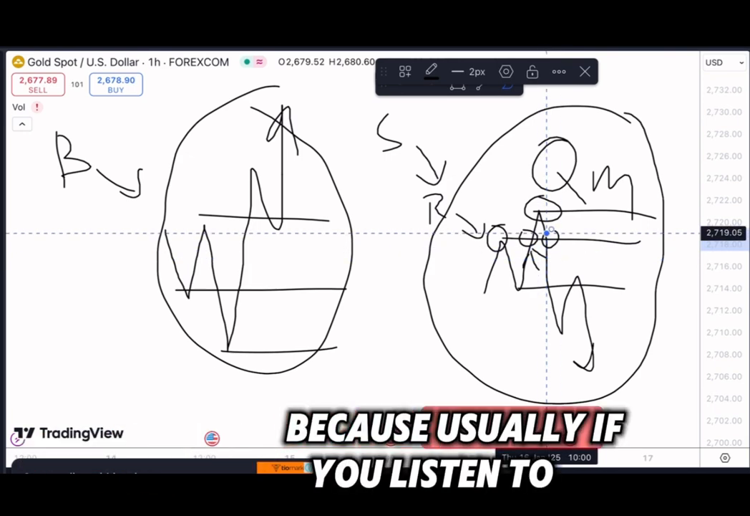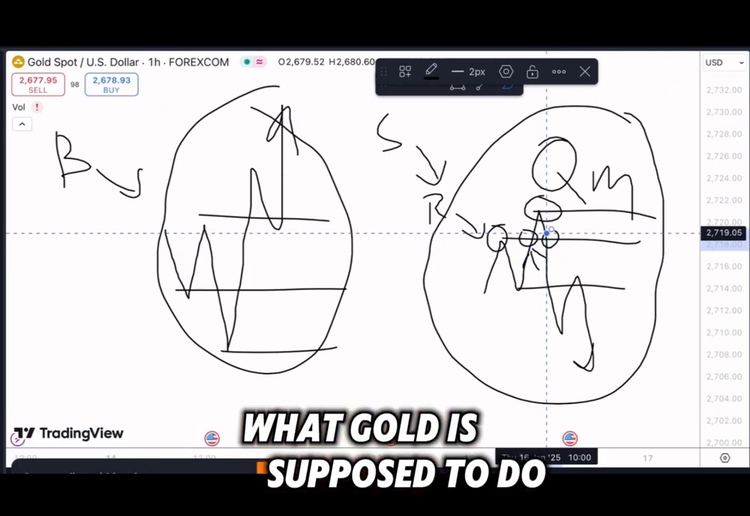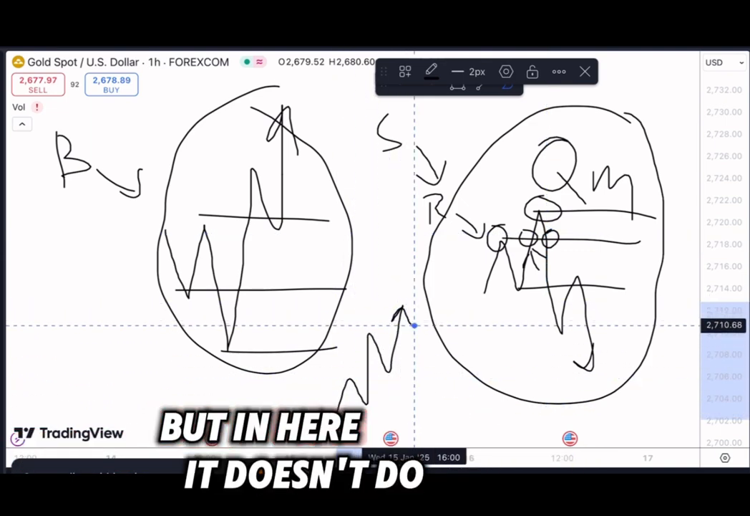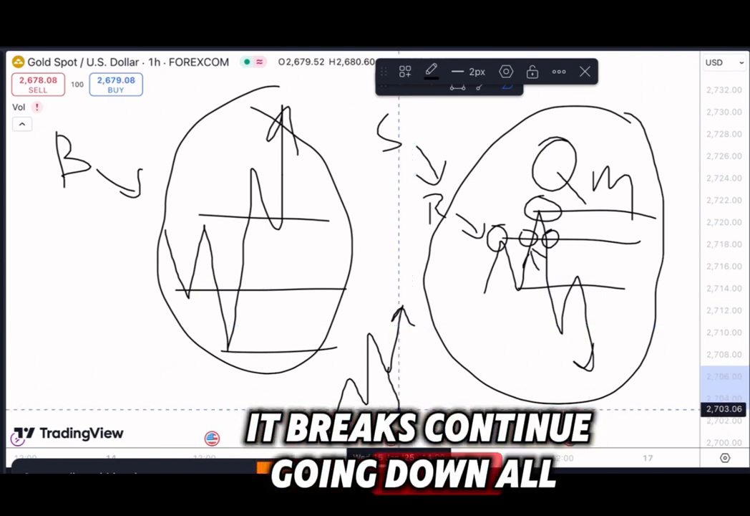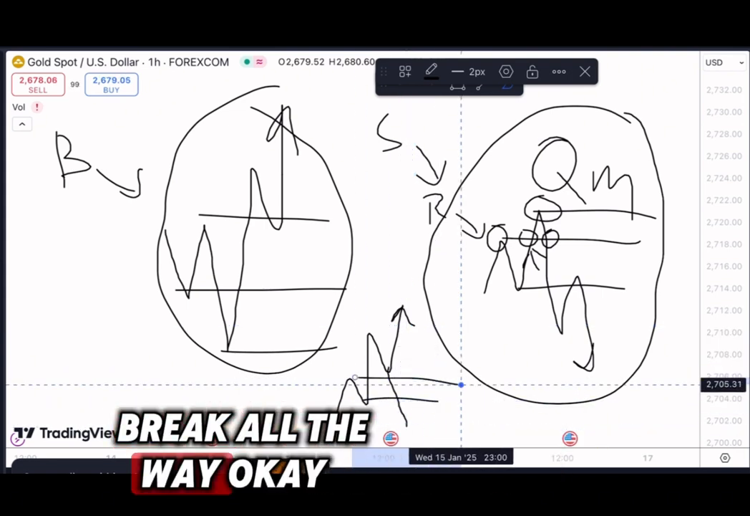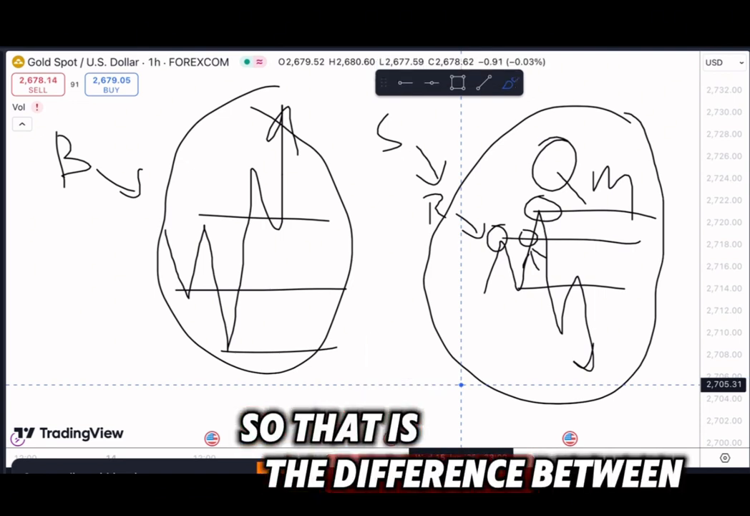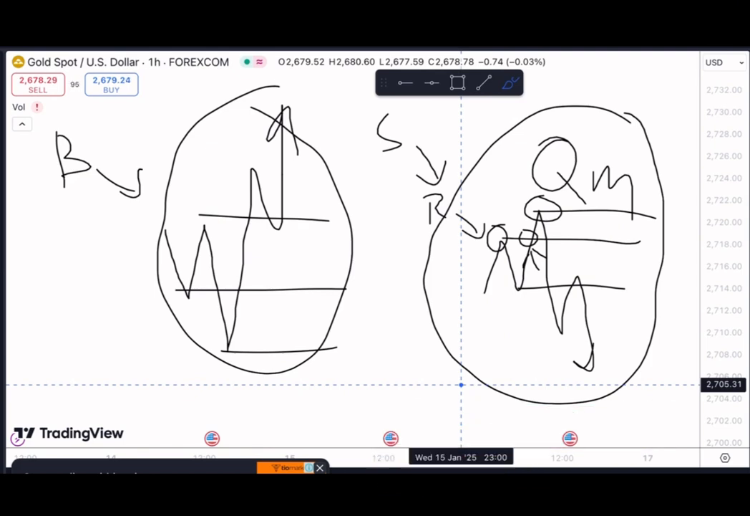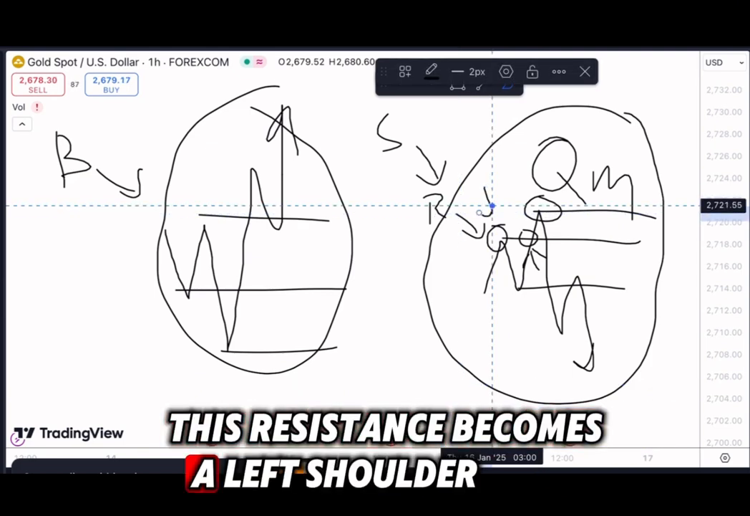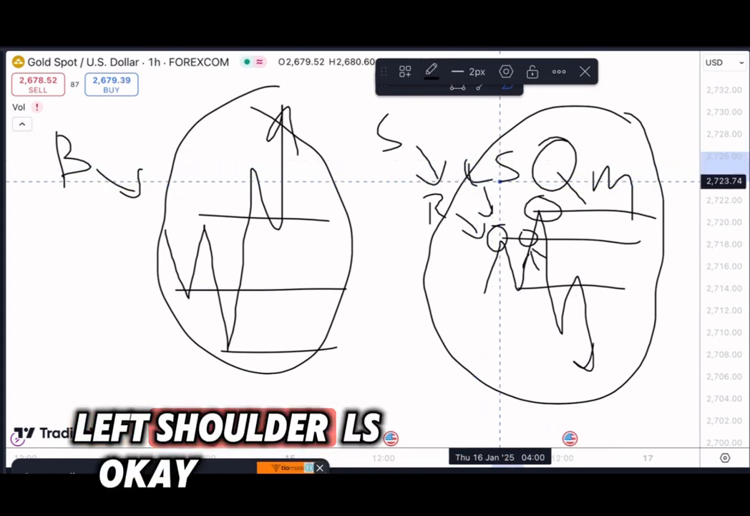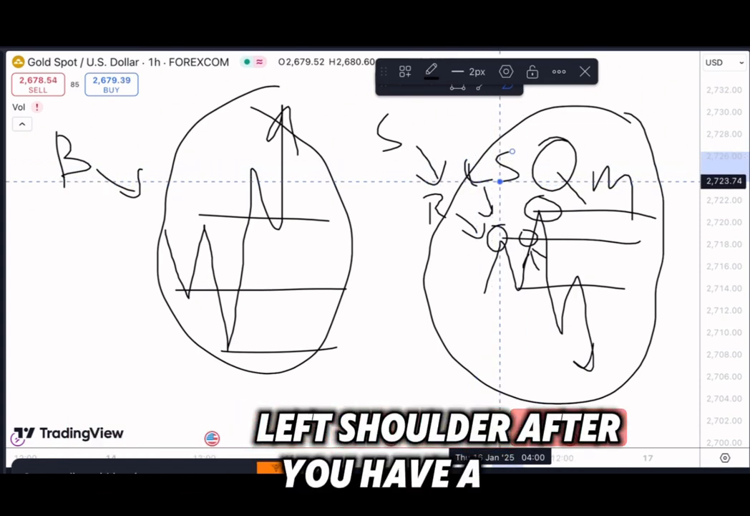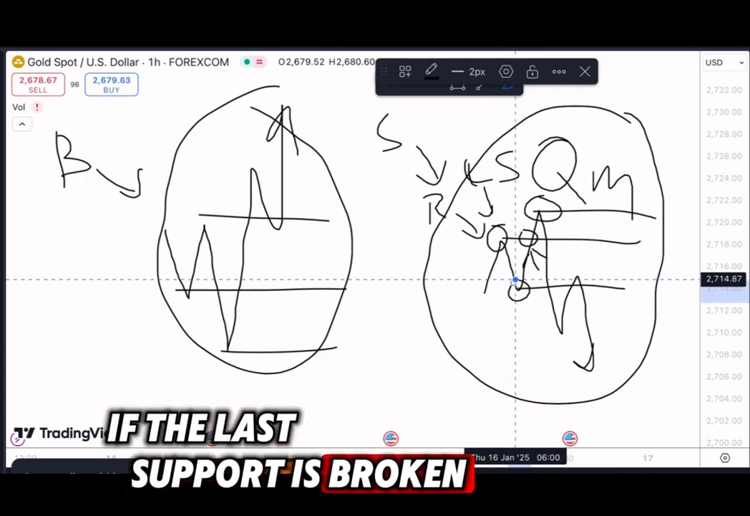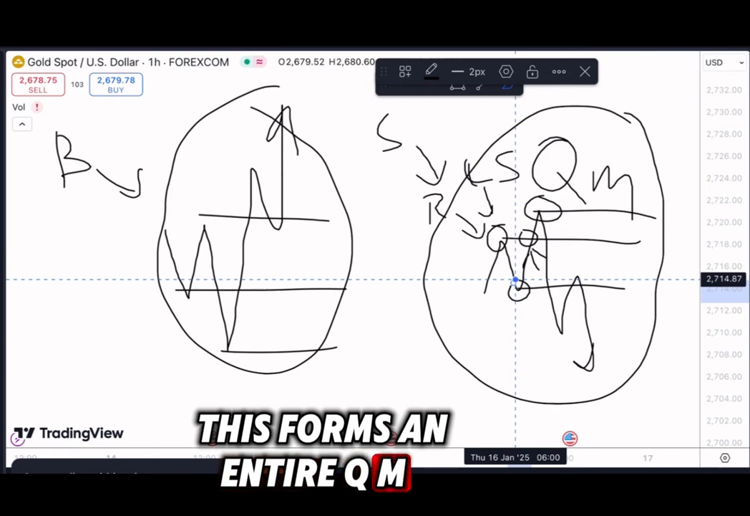Does it break? Because usually, if you listened to my last lesson, what gold is supposed to do is this. Look here, it's supposed to continue going up, but in here it doesn't do that. It breaks and continues going down all the way. That is the difference between an RBS and a QM. But let's continue. After it has broken out of that, this resistance becomes a left shoulder, LS. After you have a left shoulder, you see whether the last support has been broken. If the last support is broken, this forms an entire QM pattern.